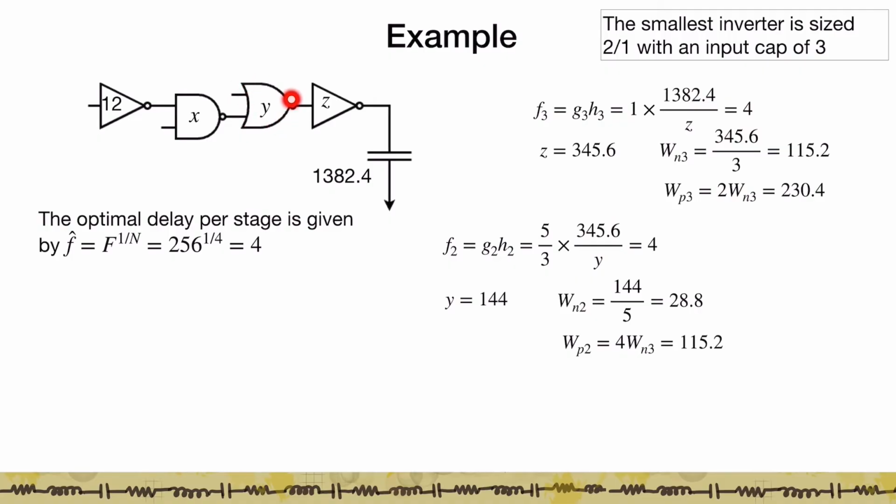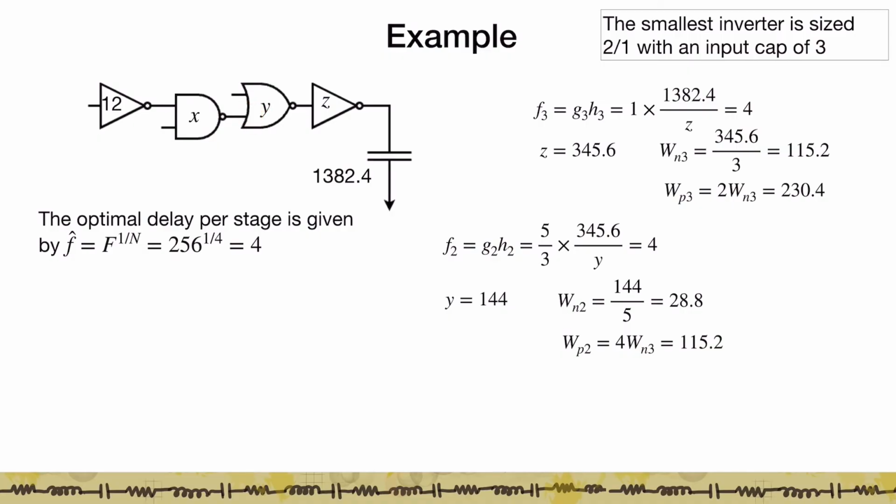Now this is a NOR 2 gate, and when we design a NOR 2 gate in a 2-1 technology, we essentially design it such that the PMOS is of size 4 and the NMOS is of size 1. So again, Y is going to be the input capacitance of both the PMOS and NMOS combined. So it's going to be 5 times the capacitance of the NMOS. Therefore the NMOS width is given by 144/5, which is 28, and the PMOS width is given by 4 times the NMOS width, which is 115.2.